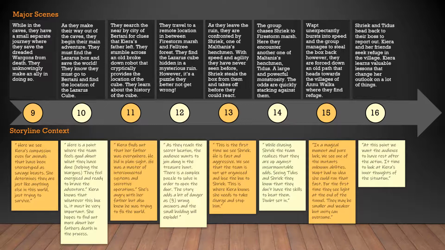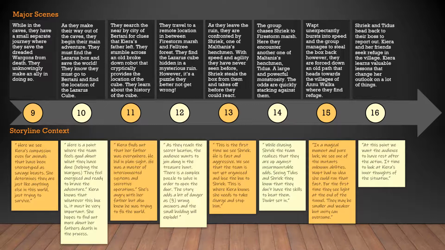In scene 13, as they leave the ruin, they are confronted by Shriek, one of Mal'Thanis' henchmen. With speed and agility they have never seen before, Shriek steals the box from them and takes off before they can react. This is the first time we see Shriek.